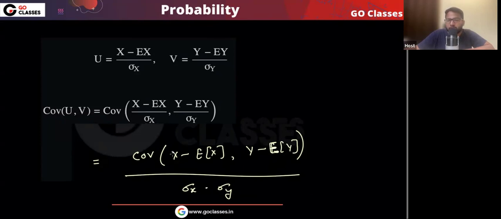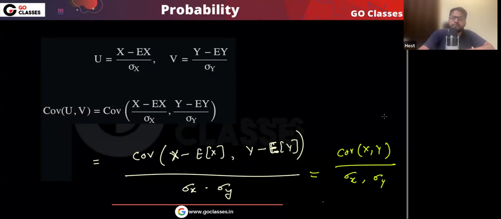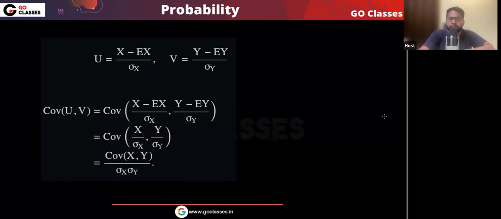Now, does it matter whether you are subtracting or adding a constant to any random variable? No, right? So this is exactly equal to the covariance of x and y divided by the standard deviation of x and the standard deviation of y, right? Very easy proof. There is nothing much to prove here.